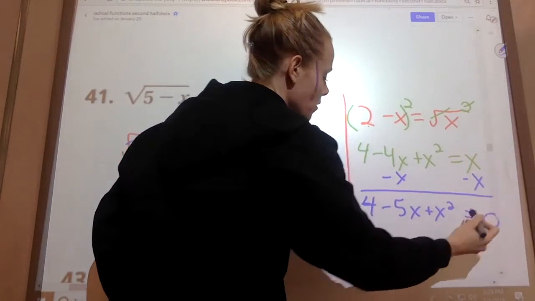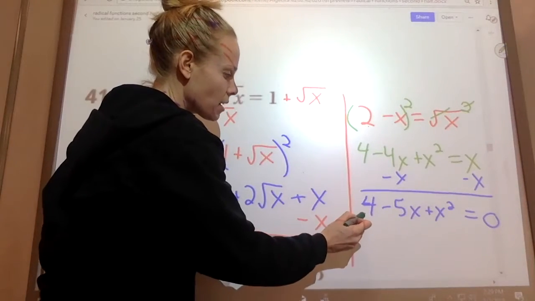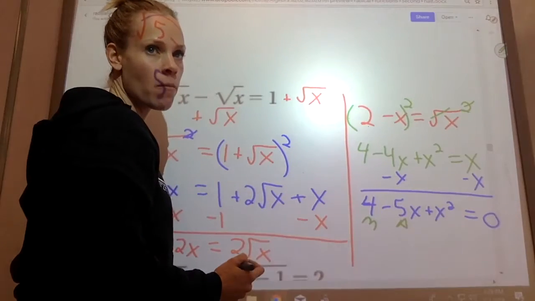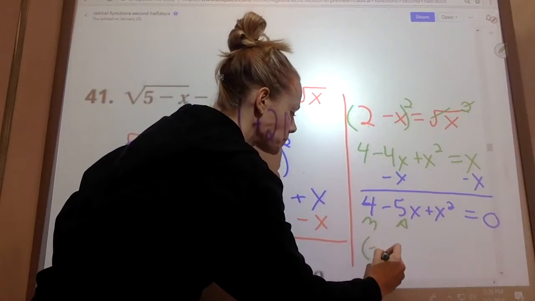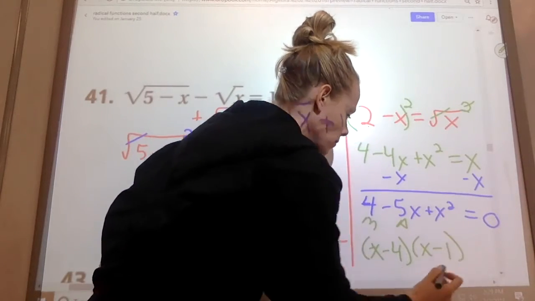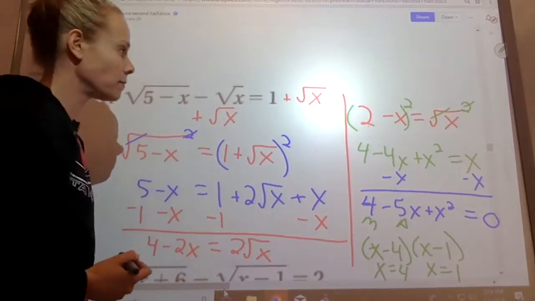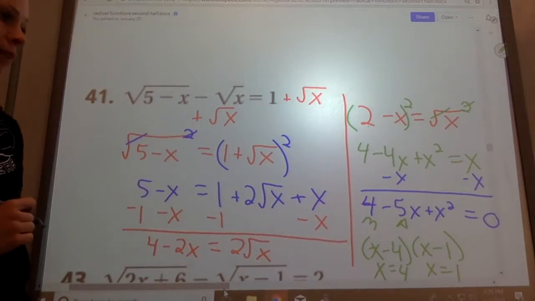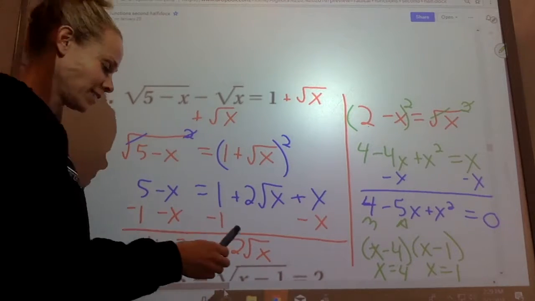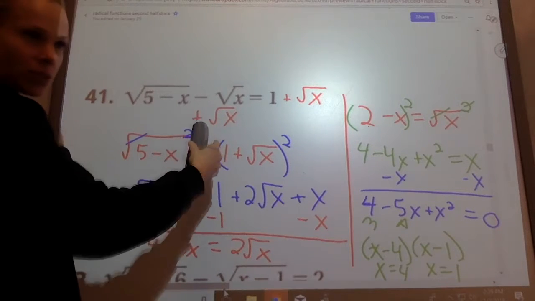Okay, now it's backwards, so be careful when you go to factor. I'm going to say, what do I multiply equals 4, but add equals negative 5? Negative 4 and negative 1. So what do I get? 4 and 1. Am I done? No. No, because since it was a quadratic, I still need to check my answers with my original function.